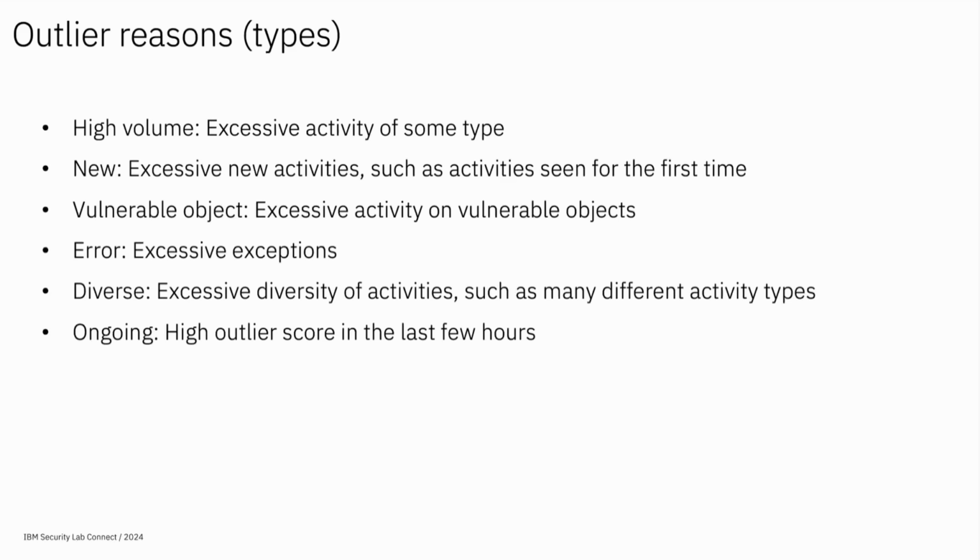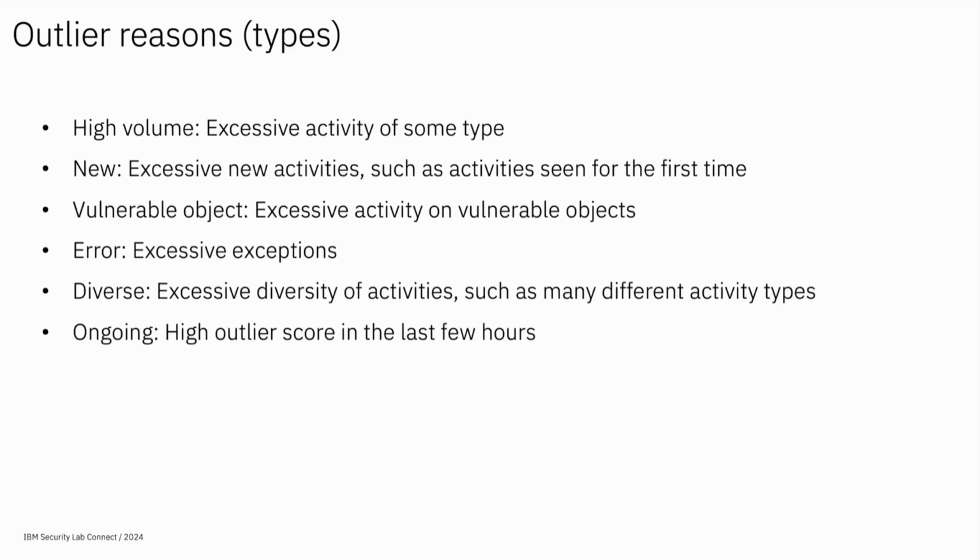Vulnerable object. There is an object group called the vulnerable object group. We are looking out for the volume of activities on that specific group. Errors. Now, if the number of SQL exceptions is significantly higher than normal, like how many errors you have in an hour, then that kind of outlier is categorized, is typed as an error outlier.